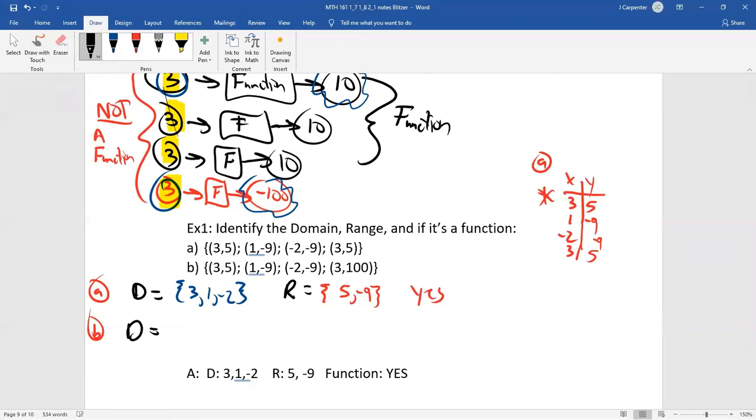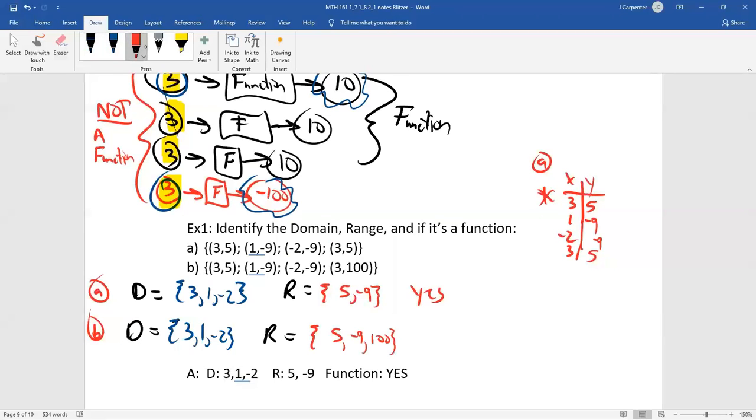Domain. Well, the first 3 points are literally the same. And the fourth one has a 3, so 3, 1, -2, and 3. So it's the same thing. Keep the color the same. 3, 1, -2. Or no curly brackets, whatever works in my math lab. The range, well, that's the different y values. We have a 5, we have -9, -9's repeated, and then we have 100. Oh, so there's 3 values this time. So it's going to be 5, -9, and 100.